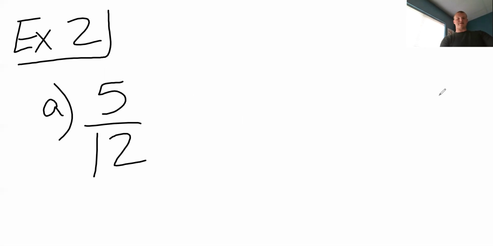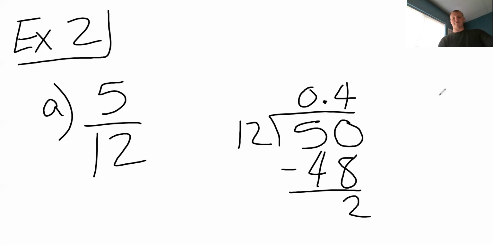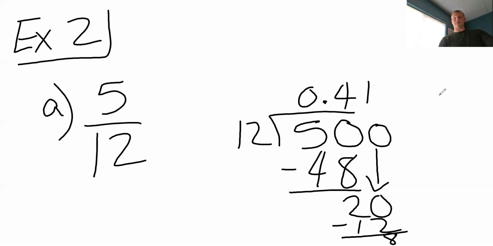So like Madeline said, my 12 is going to be on the outside of my house. Put the 5 on the inside, add a 0, which means I'm going to have to add a decimal up here. So how many times does 12 go into 50? 4, 36, 48, so times 4. I have a remainder of 2 here. Add my 0. So how many times is 12 going into 20? Just once. I have a remainder of 8. So far, so good. Add my 0.